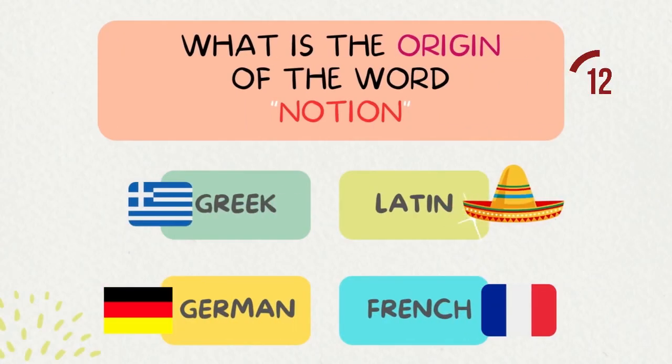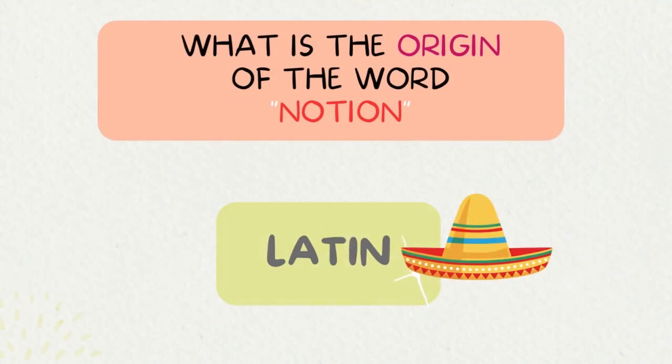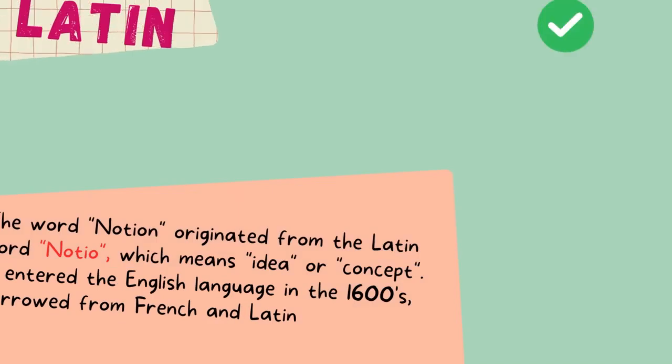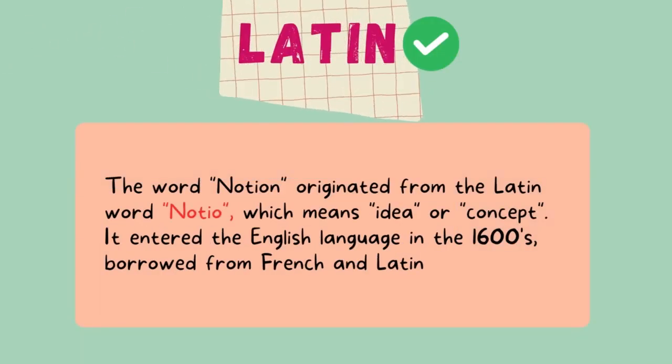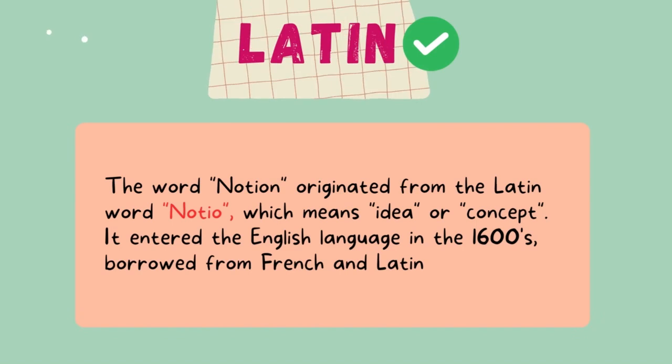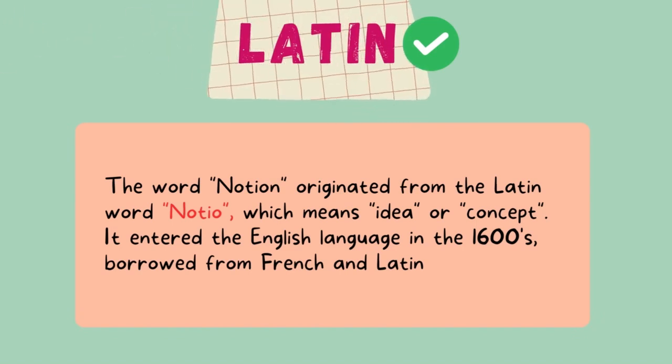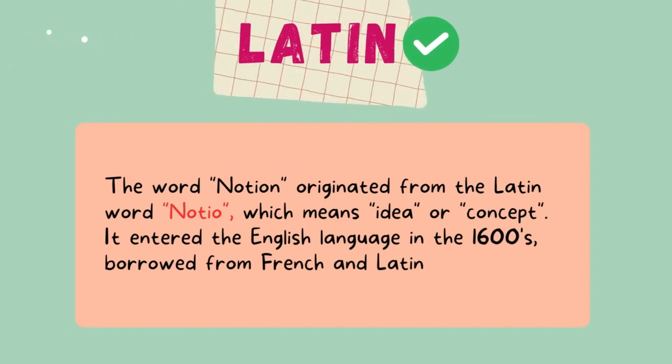What is the origin of the word notion? Is it Greek, Latin, German, or French? This is a history lesson. I love it. Latin it is. Did you know that? The word notion originated from the Latin word notio, which means idea or concept. It entered the English language in the 1600s, borrowed from the French and Latin.